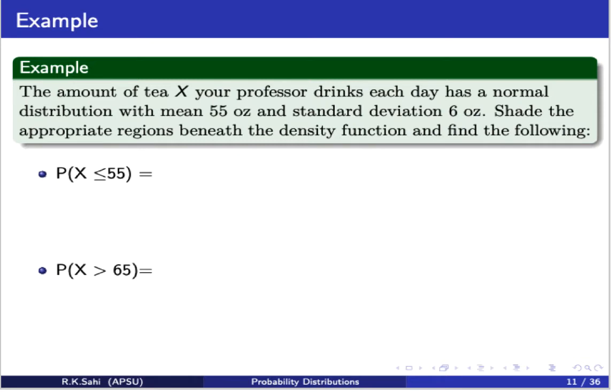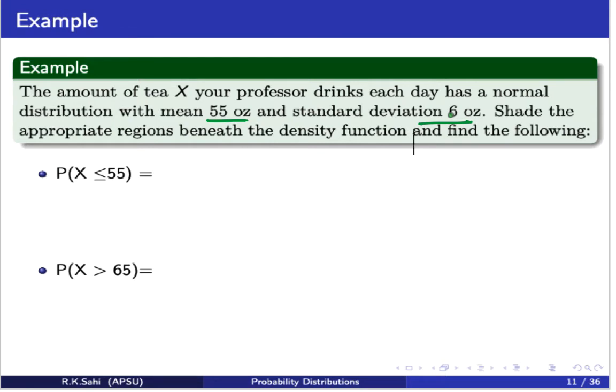Now, guys, your professor loves to have tea. So here is an example of her tea drinking over, say, a period of time. Here's what your professor found out: the amount of tea your professor drinks each day has a normal curve or distribution with a mean of 55 ounces and a standard deviation of 6 ounces.